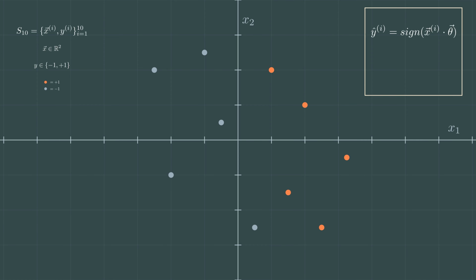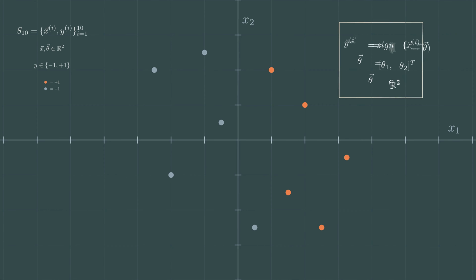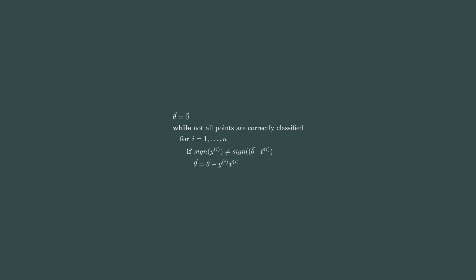Okay, but what is this theta vector? We'll define it like this. We can first note that it is the same dimension as our x vector, d-dimensional, and each theta sub 1, theta sub 2 to theta sub d are basically our weights. In this case, we have 2 weights. We're going to learn these weights with this algorithm here. This is the Perceptron algorithm.